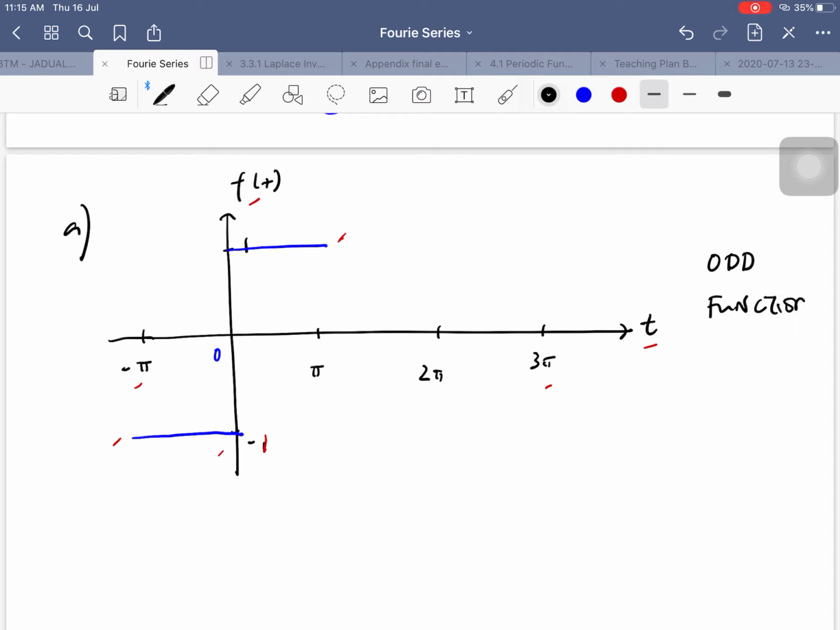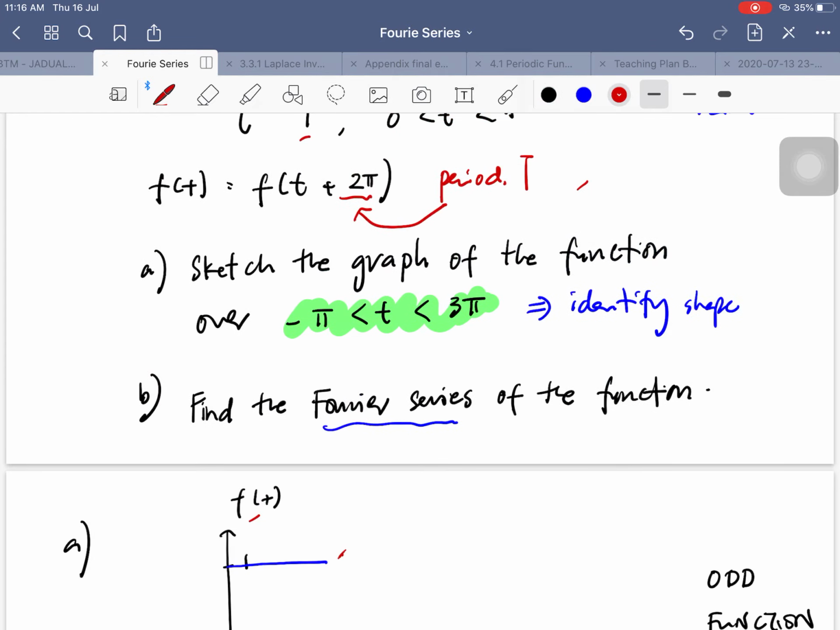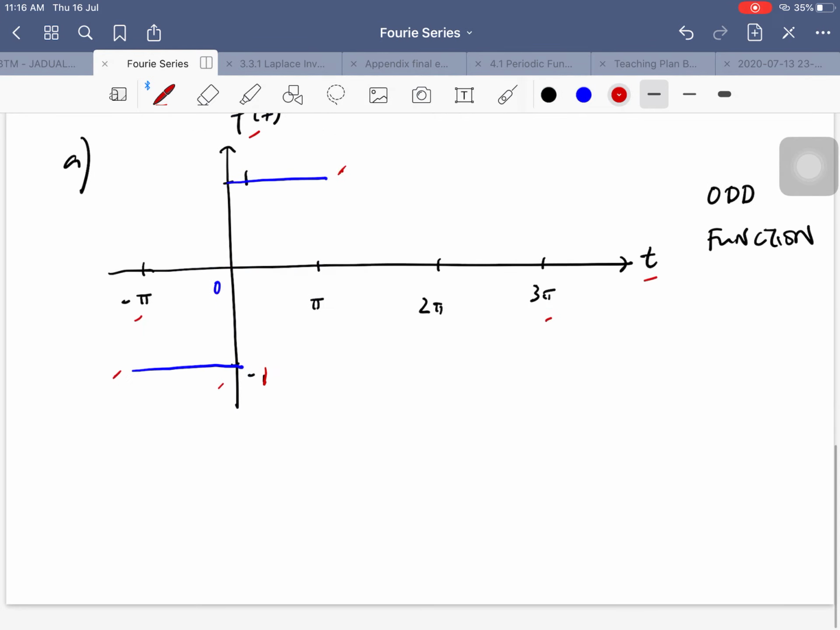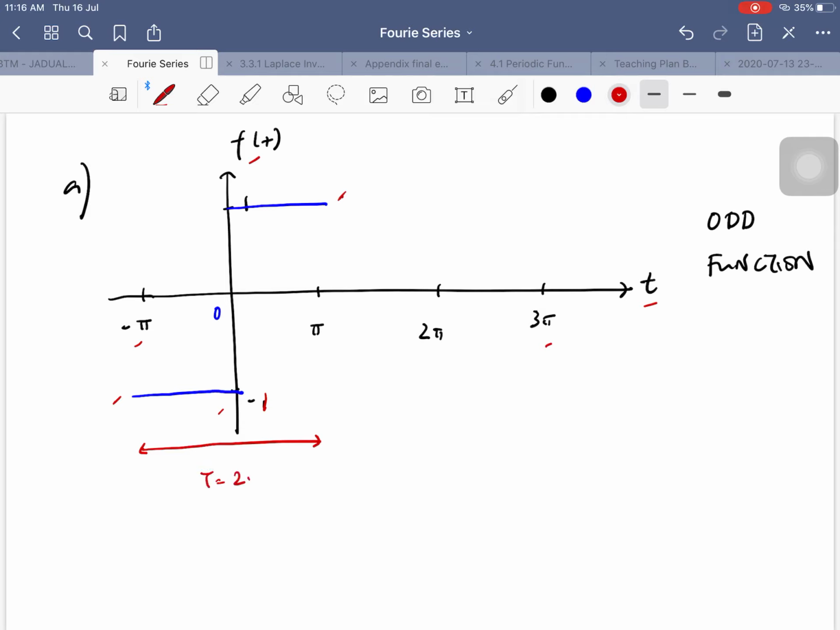Alright, so now don't leave your function like this. This is not yet done. Remember, you have to fill it in all the way from negative pi until 3 pi. And we know from the question that the period is going to equal 2 pi. So every 2 pi distance, there is going to be a new cycle. So that is why, from pi until 3 pi, that is going to be another cycle. So when I sketch, it's going to look like this. So this is going to be my second cycle.